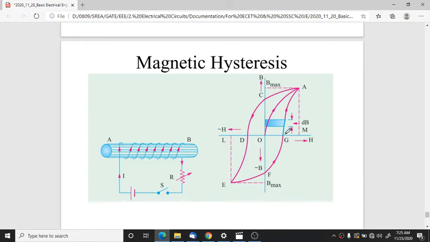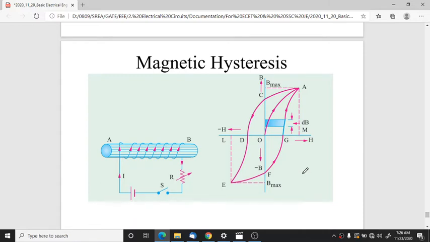Now we will see magnetic hysteresis. In the last class we saw what electromagnetic induction is, what Faraday's first and second laws state, and the types of induced EMF, like self-induced EMF and mutual induced EMF, and Lenz's law. After that, inductance: what self-inductance and mutual inductance are, those parameters we also saw.